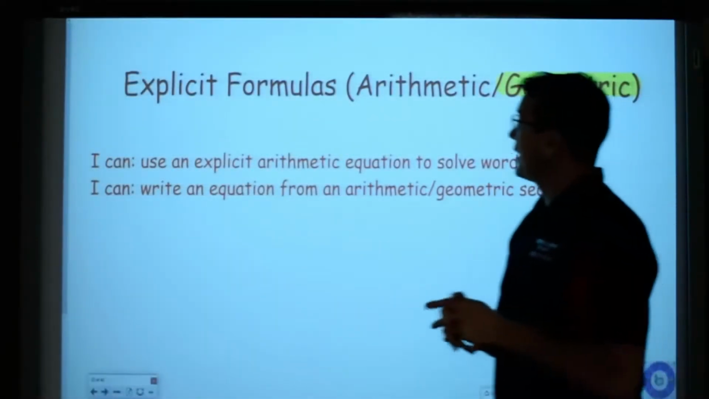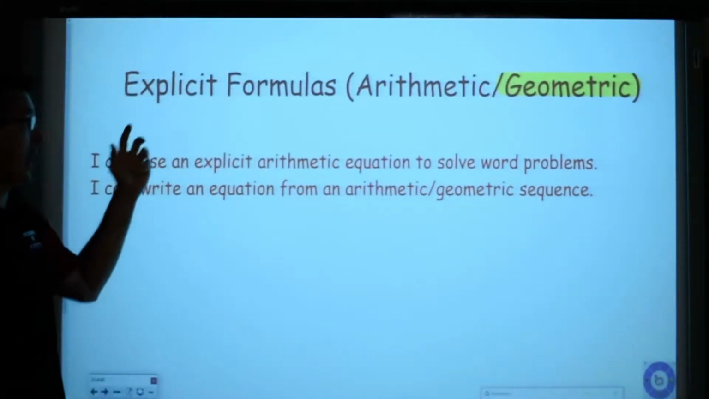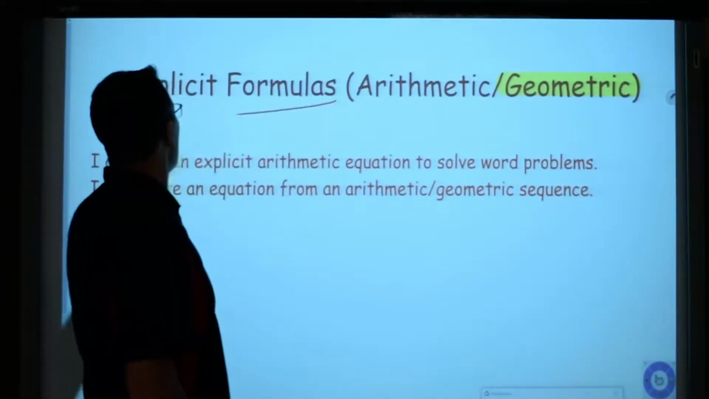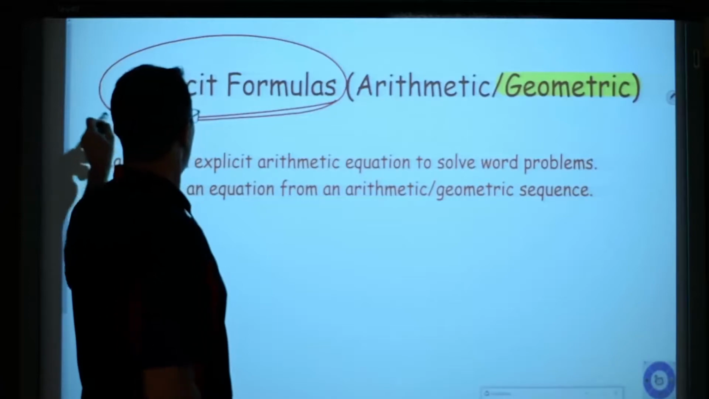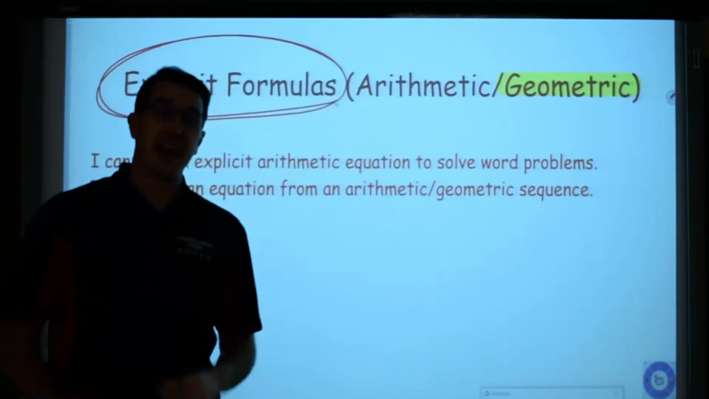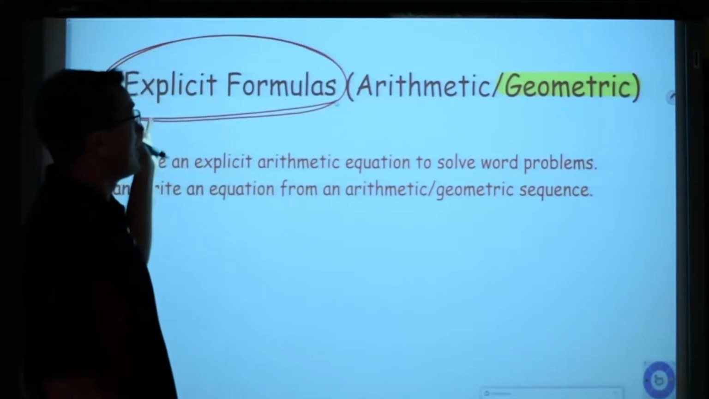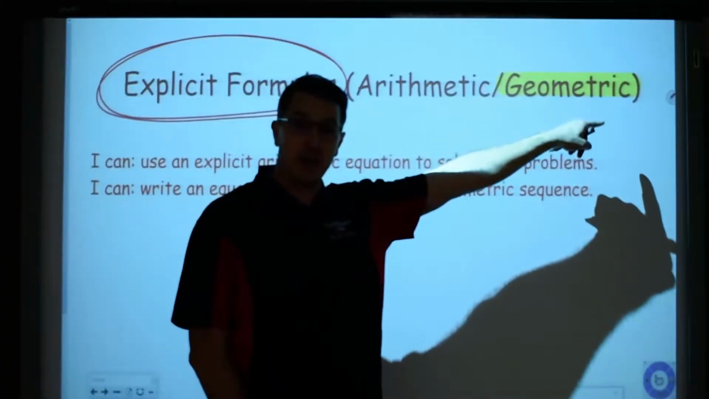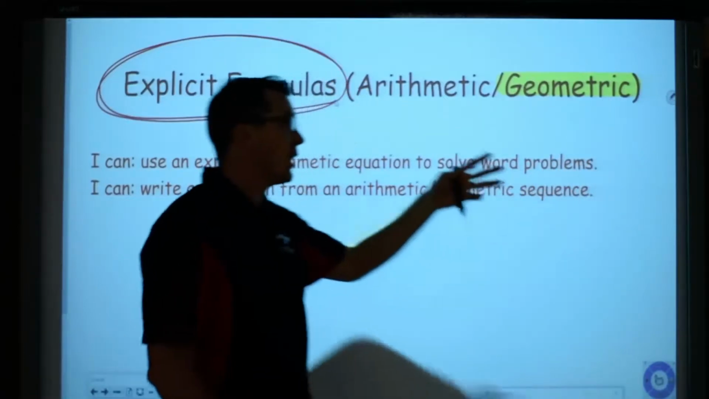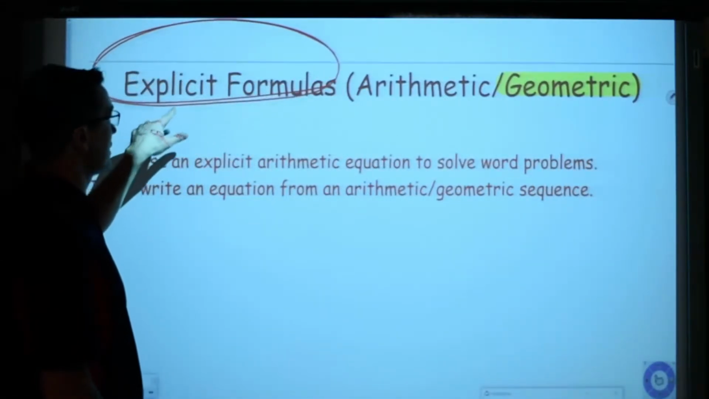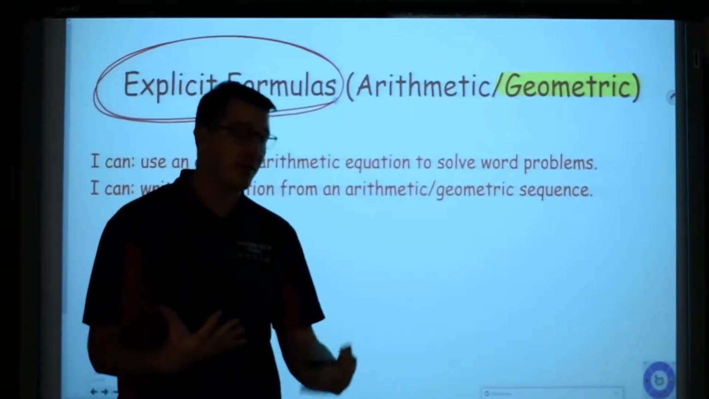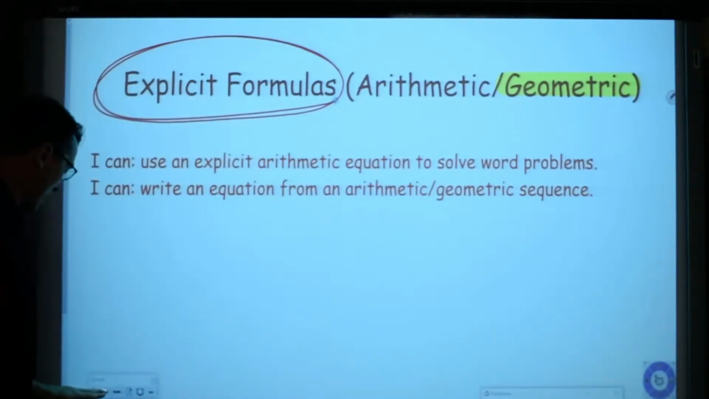Okay, so we've done explicit formulas for arithmetic, and now we're going to do it for geometric. Again, so people don't get confused, all the equations that we have done so far are considered to be explicit formulas. Specifically, if it's adding or subtraction, it's arithmetic, and if it's geometric, it's multiplication or division. But they're called explicit formulas. That's the generic blanket that they all fall underneath. So we're going to talk about how to do those.